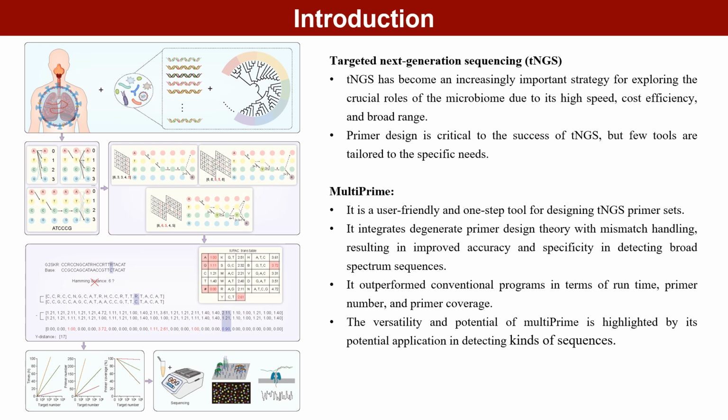multiPrime is a user-friendly, one-step tool for designing TNGS primer sites. It integrates degenerate primer design theory with mismatch handling, resulting in improved accuracy and specificity in detecting broad-spectrum sequences. It outperformed the conventional programs in terms of runtime, primer number, and primer coverage. The versatility and potential of multiPrime is highlighted by its potential application in detecting many kinds of sequences.